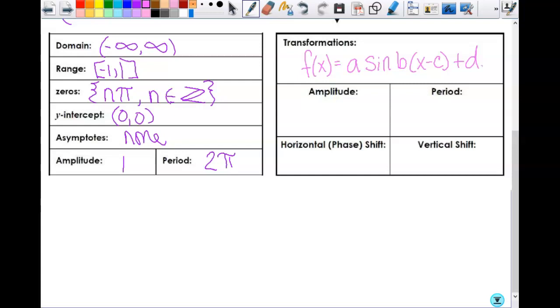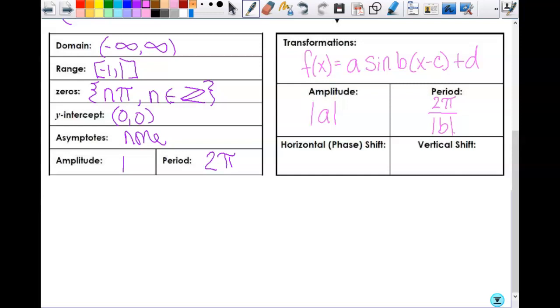So the a is the amplitude. That's your vertical stretch or compression. Remember, that's just the absolute value of a. And then the period is going to be 2 pi divided by the absolute value of b. That's what we've been doing the last couple of days. We just didn't write it in here.